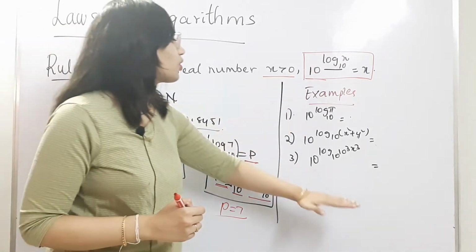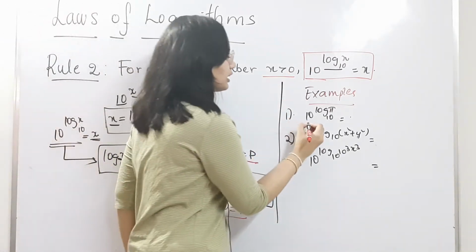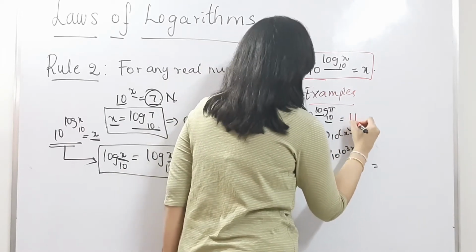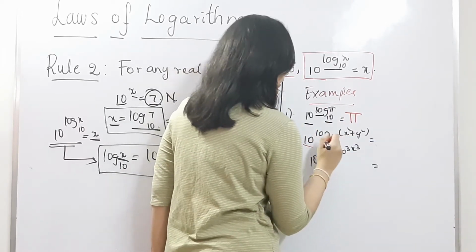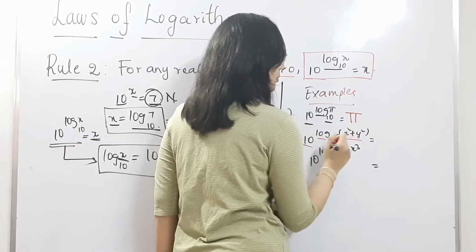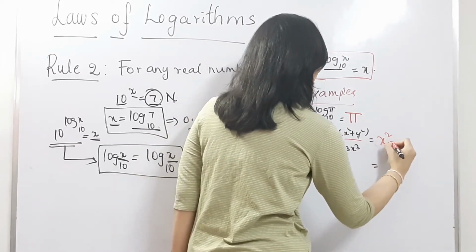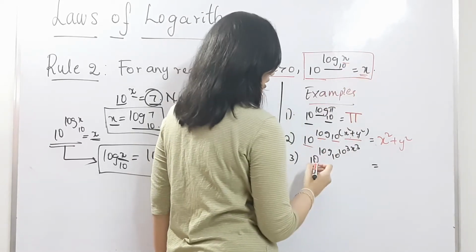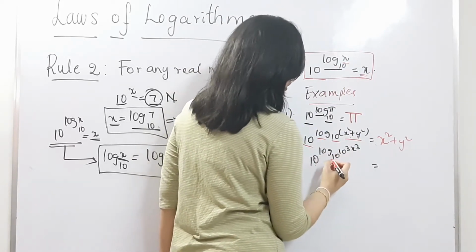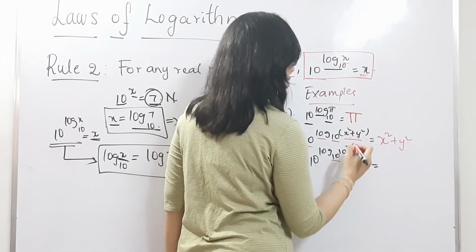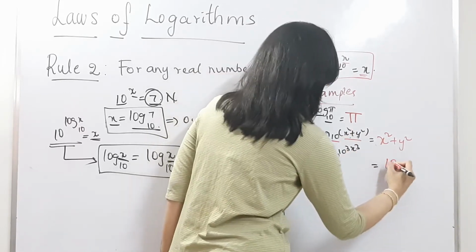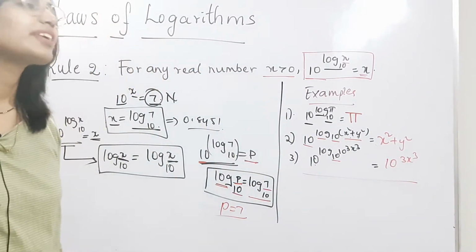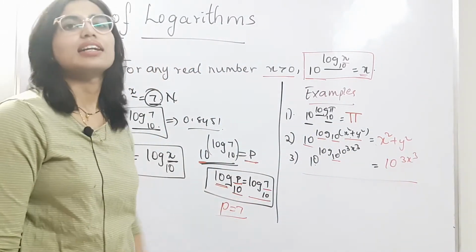So this is another rule. Based on this rule, what are the values of these? 10 to the power of log pi to the base 10 will be what? Pi. And 10 to the power of log x squared plus y squared to the base 10 will be what? x squared plus y squared, because the answer is equal to x only. And 10 to the power of log 3x cubed to the base 10 is 3x cubed. So this is another rule of logarithm.